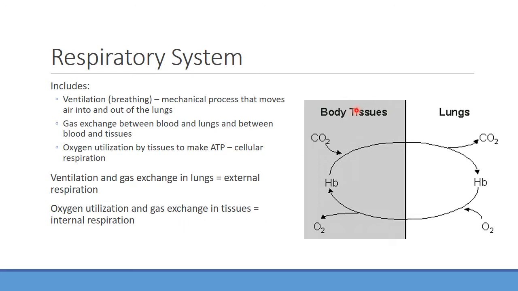So you notice here in the body tissues, the main goal of blood is to pick up CO2, drop off O2, and then go back out to the lungs to drop off CO2 and pick up more oxygen, and go back. Again, hemoglobin is going to be the main carrier molecule here for oxygen. Again, how many molecules of oxygen can hemoglobin bind to? 4, yes, 4 at any given time.